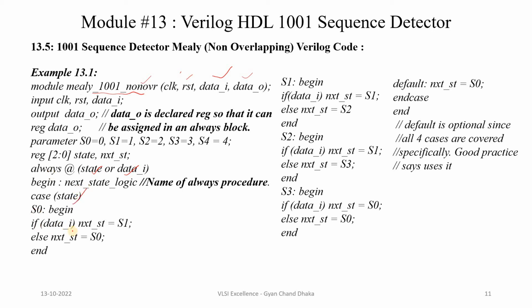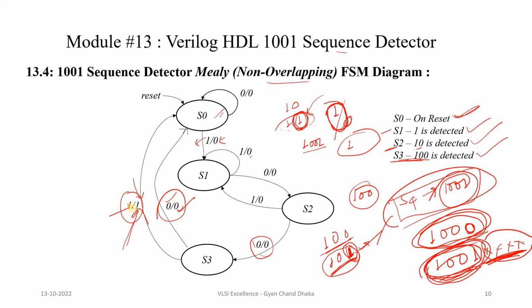Whenever the present state is S0, based on the input data, it will go into S1 or S0 state. From S1 it goes into S2, or if the data is high, it goes into S1 itself. And if we are in S2 state, if the data is high, we go to S1 state, otherwise we go into S3 state. And if we are in S3 state, if the data input is high, the next state is going to be S0, otherwise also the next state is going to be S0. For both 0 and 1, the output is different here, but in both cases we go into S0 state.